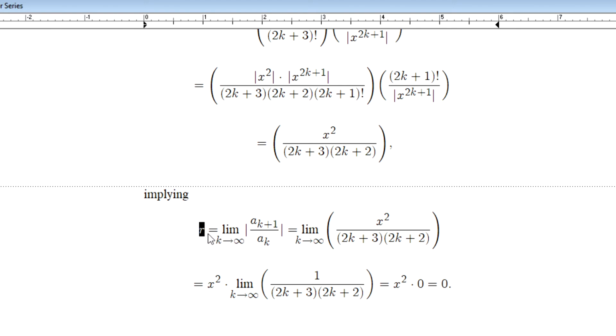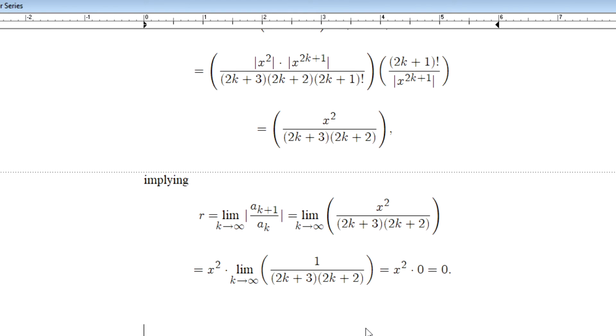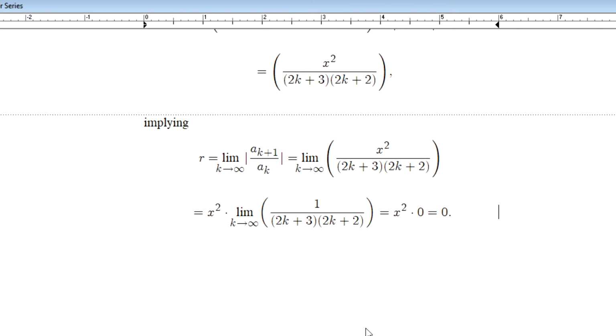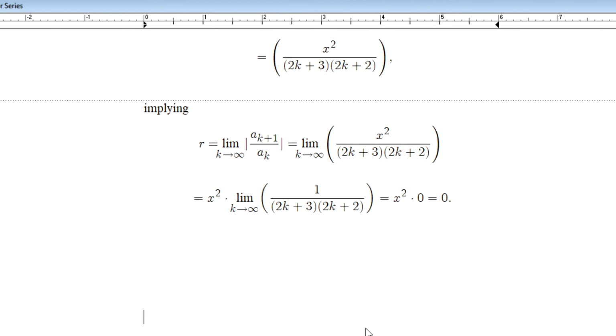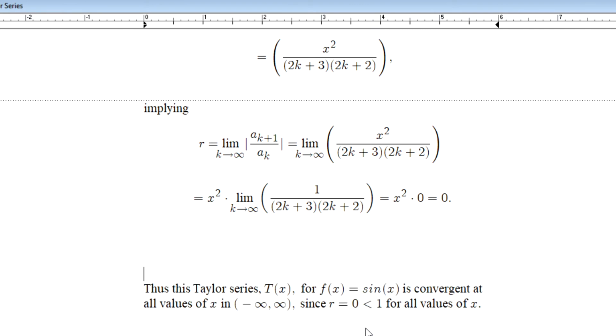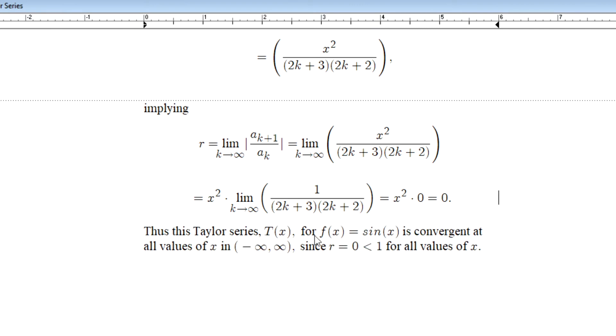Notice when we apply the ratio test here, r will equal 0 regardless of our value of x. So what does that tell us? Well, that tells us that this Taylor series, T of x, must be convergent for all values of x in the interval from negative infinity to positive infinity.